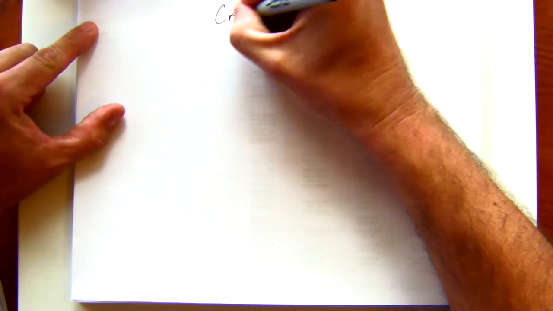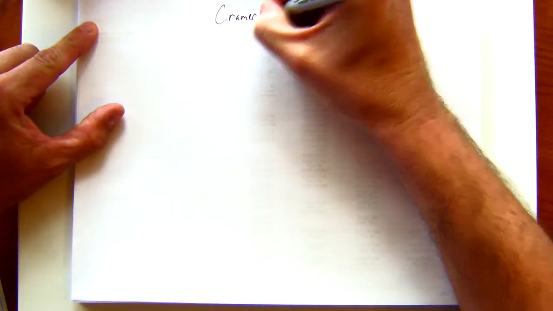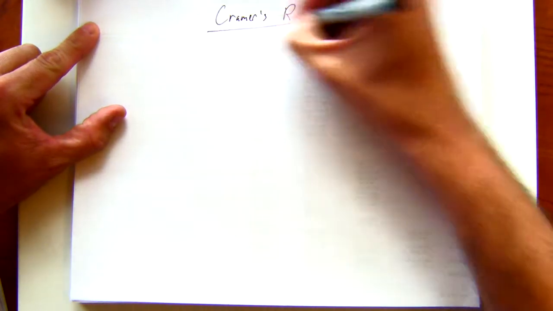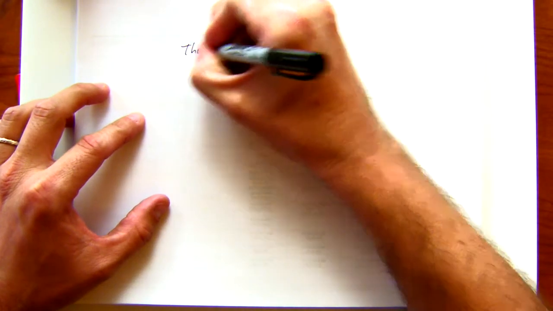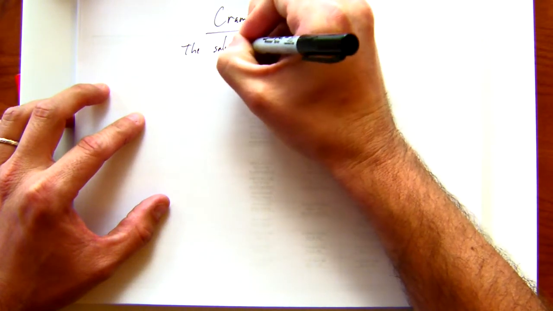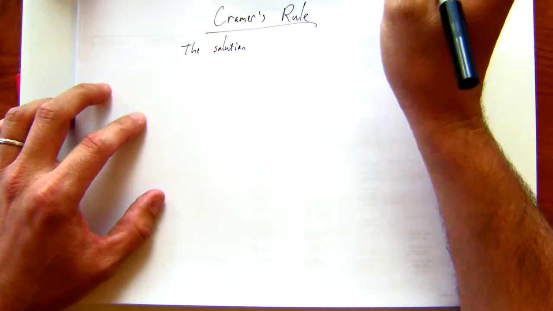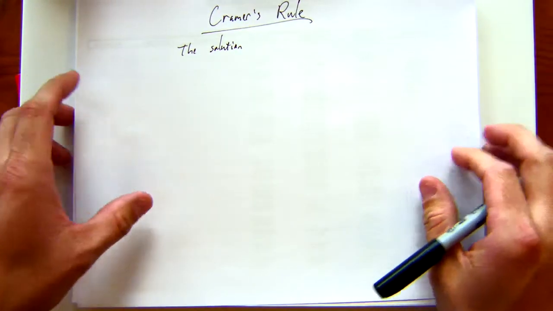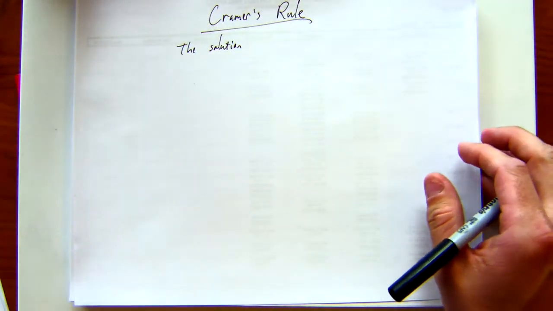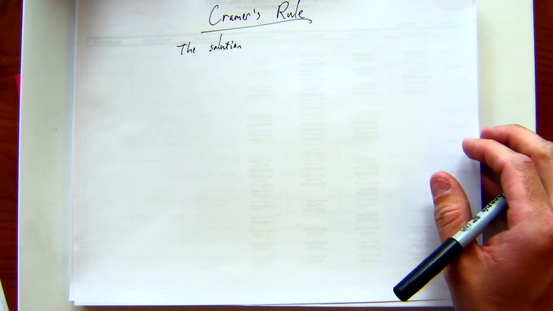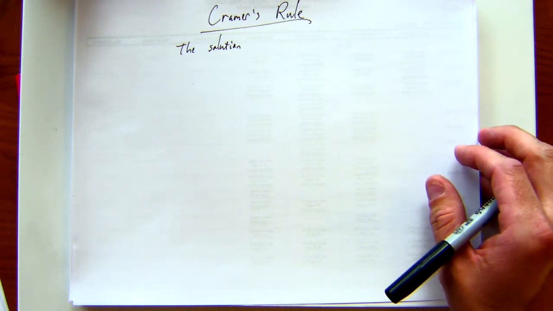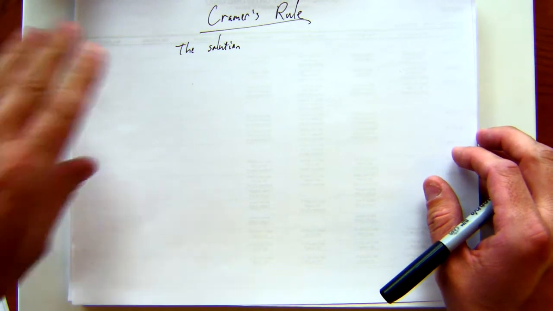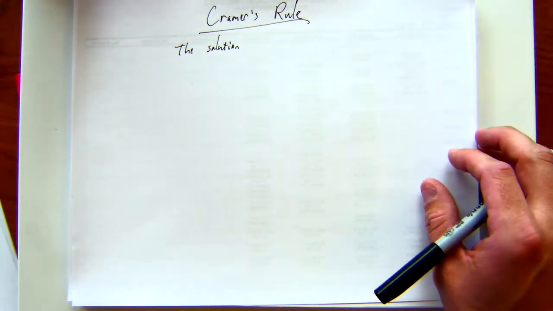Something called Cramer's rule. So this is going to be another method that you can use to solve a system of equations. We've got elimination and substitution. We've got the Gauss-Jordan elimination with the augmented matrices. This is going to be one more way that you can solve a system.